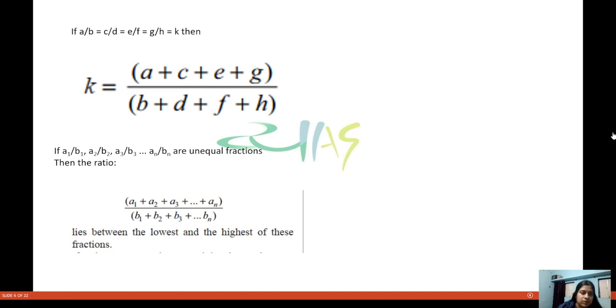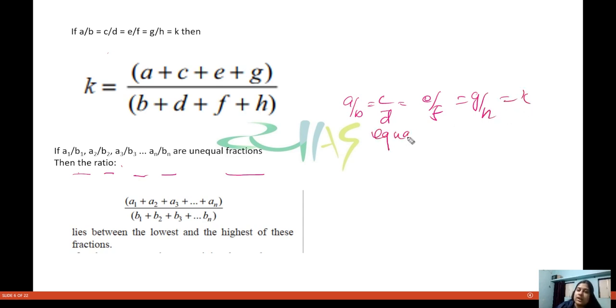Now let's move forward. Now you have this. Listen to this very carefully. If a1 by b1 and a2 by b2 and a3 by b3 and an by bn are unequal fractions, unequal fractions means what? Like in this question, a by b is equal to c by d is equal to e by f is equal to g by h is equal to k.